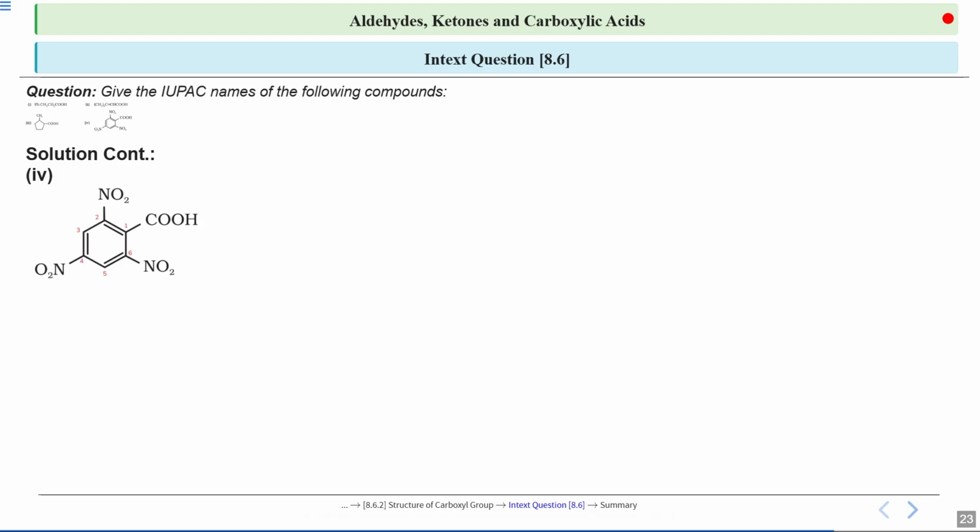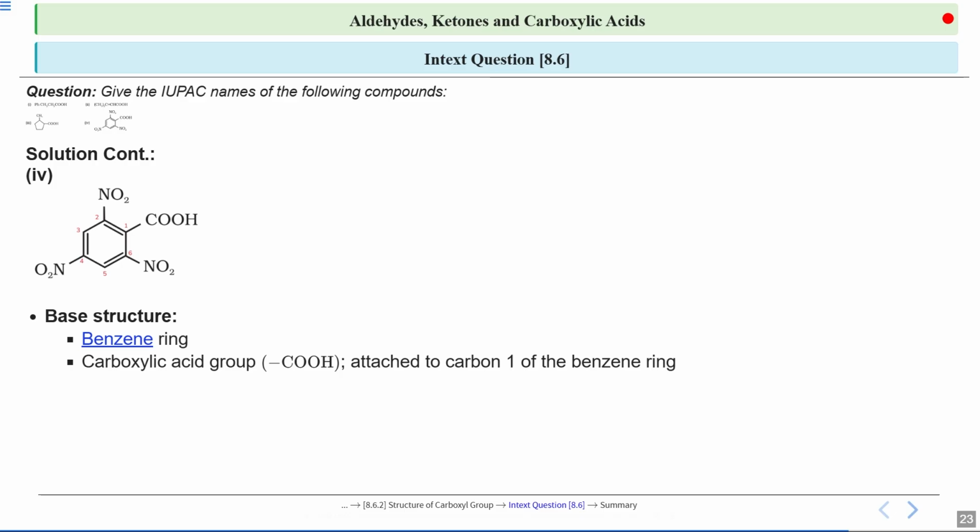Now if you look at this particular compound, first you will see the base structure, which is a benzene ring. And a carboxylic group is attached to carbon 1 of the benzene ring. We'll do numbering so that the carbon to which the carboxyl group is attached gets the first number. So the common name which is accepted by IUPAC is benzoic acid.